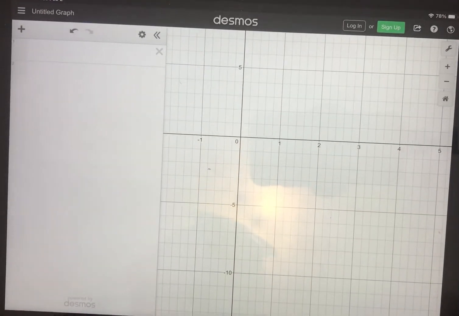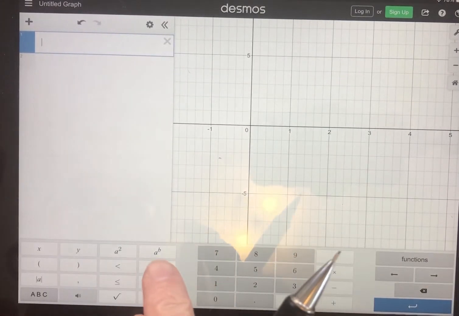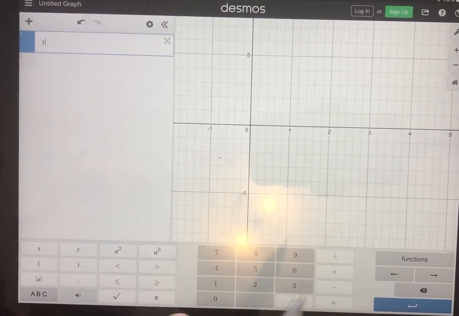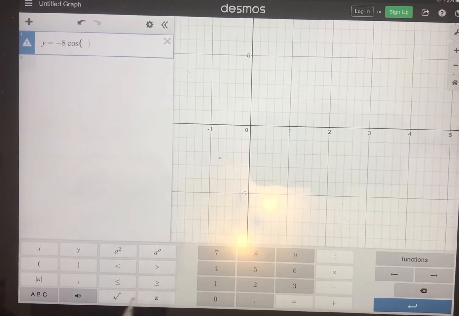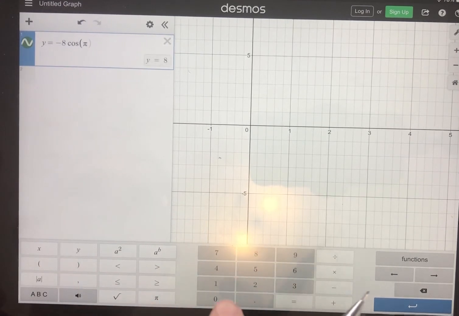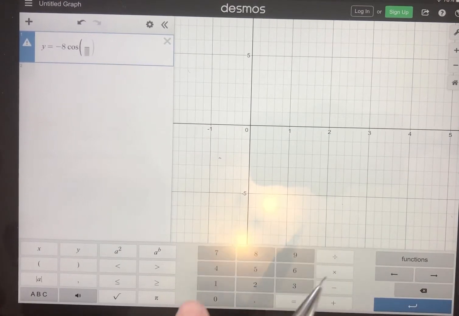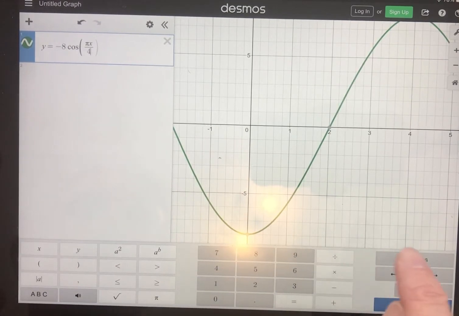Let's see it in Desmos. Always nice to see things a little neater than I can draw. How about that? Okay, so back to here. Our function is y equals, and we had a -8. Go into functions and choose cosine, and it said pi times x. Well, here's the pi down the bottom of this little mini keyboard. Let me go back first and put a fraction bar in there. Okay, pi times x over 4. Okay, there it is.